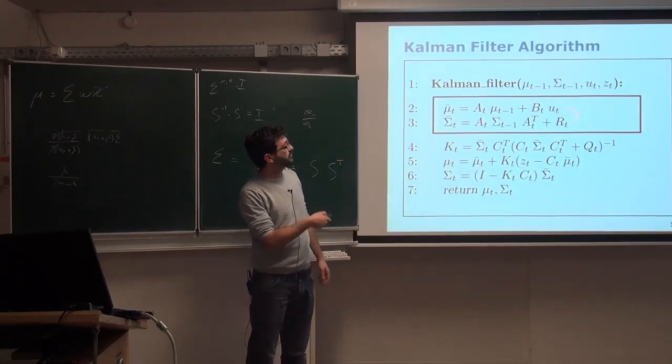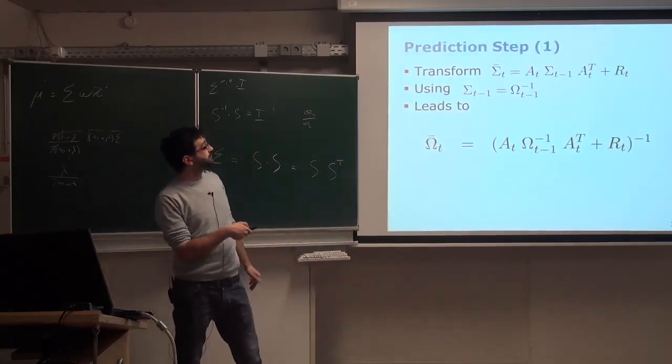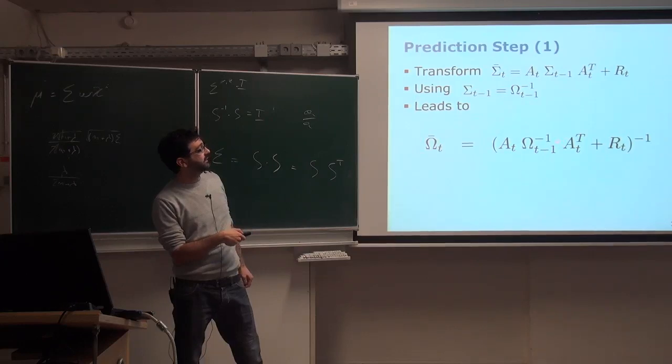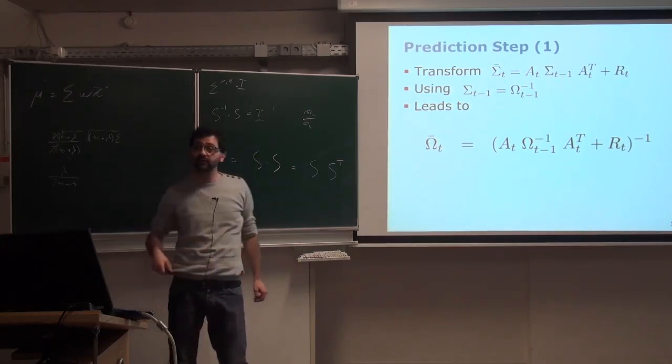This is the usual prediction step. And now it gets modified by considering the new transformation. So the new information matrix will now be equal to (A Omega^-1 A^T + R)^-1. So it's basically the same as you had before, but you just take the inversion of all the terms.